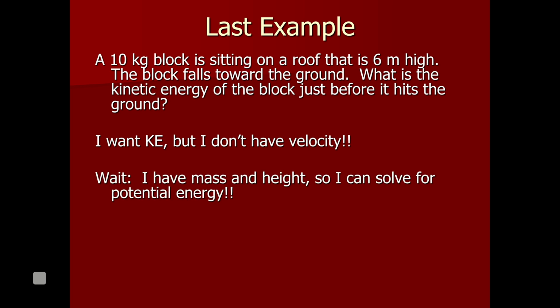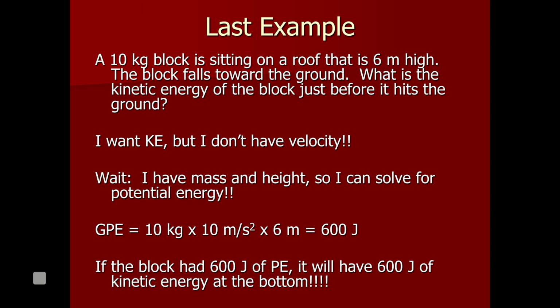But what can you find? You can find the potential energy. You have the mass and height. And what do you know about the gravitational potential energy at the top and the kinetic energy at the bottom? They're equal to each other. So if I find the gravitational potential energy at the beginning, 10 times 10 times 6, 600 joules, guess what? That's the amount of kinetic energy it has at the bottom.